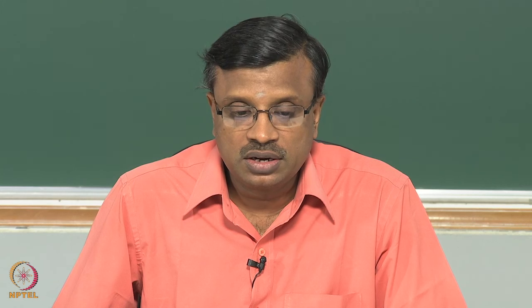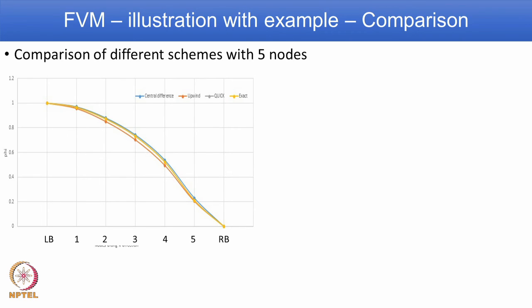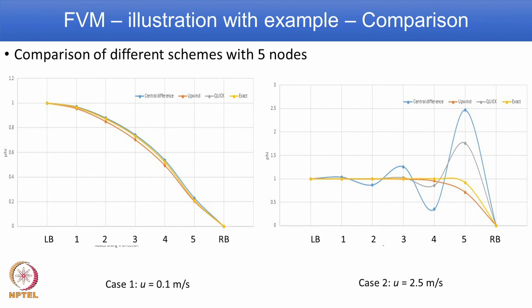Now, in this slide I am going to make a comparison of all the schemes. First one is comparison for the flow condition u equal to 0.1 meters per second. This flow is very low velocity, hence the scheme is not much influenced. Even if you use 5 node points, you see here performance by all the schemes almost matches with the exact solution and there is not much difference. Now, if I increase the velocity from 0.1 meters per second to 2.5 meters per second, you can see the comparison for the same 5 nodes.